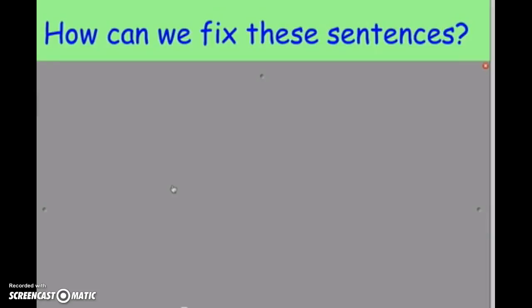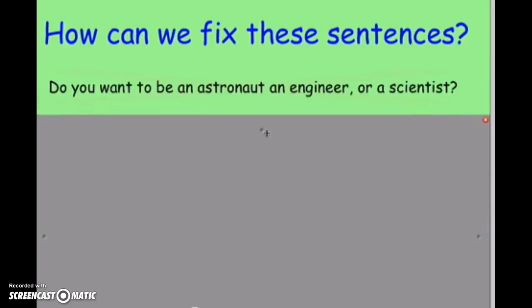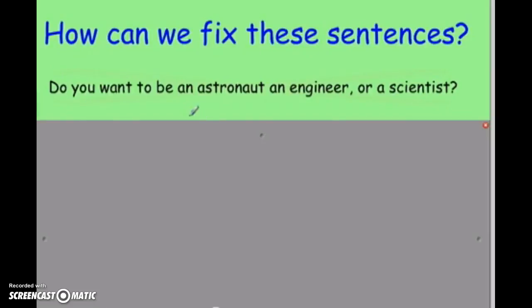Let's look at some incorrect sentences to see how we can fix them. The first sentence is, do you want to be an astronaut, an engineer, or a scientist? This sentence has 3 items in its list, an astronaut, an engineer, a scientist. But you'll notice that it's missing a comma between astronaut and an engineer.